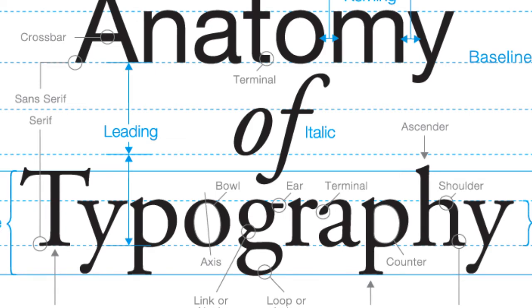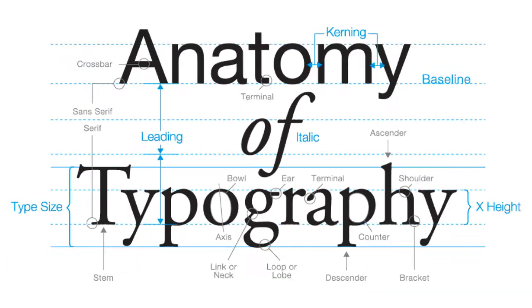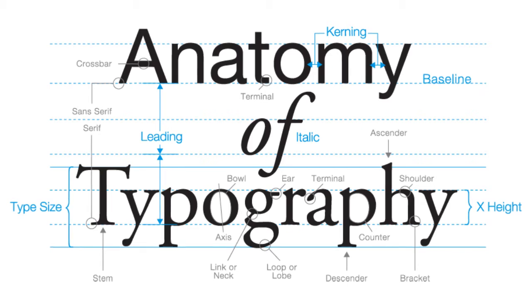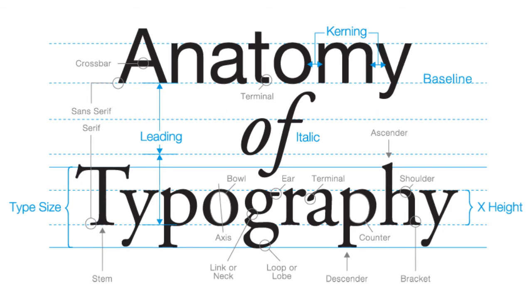So leading is the space vertically between lines of type. The size of the type is determined from the top of a capital letter form to the bottom of the leading. And different typefaces have different designs for this, and the type size is measured in points or picas, and we'll get to that a little later in the term, but those are the terms used to measure type.